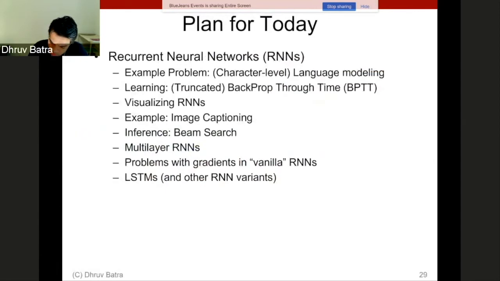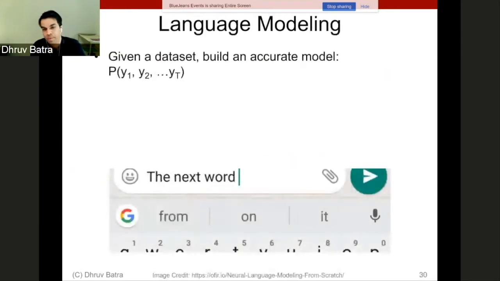Yeah, okay. A couple of things. Let's take a look at a character-level modeling problem, and then we'll look at a couple of other things today. Okay, so let's pick a fairly standard but important problem in NLP called the language modeling problem.